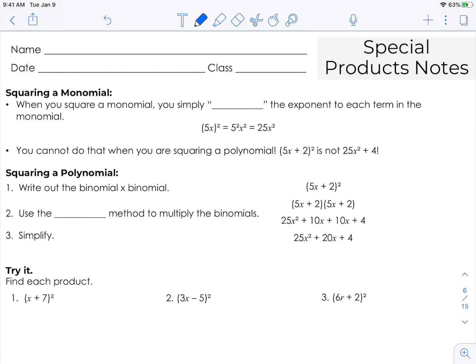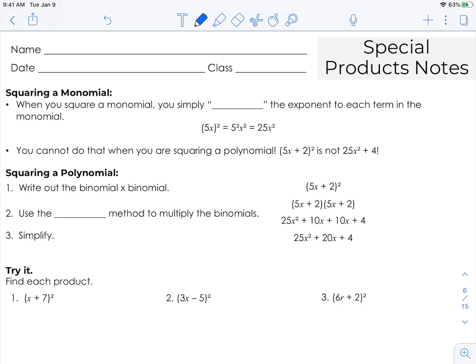You've learned how to multiply polynomials, but there are some cases where you have to do things just a little bit differently. Not more difficult, just differently. And if you are able to identify these two special cases, it will actually make multiplying and eventually factoring easier for you. So squaring a monomial.